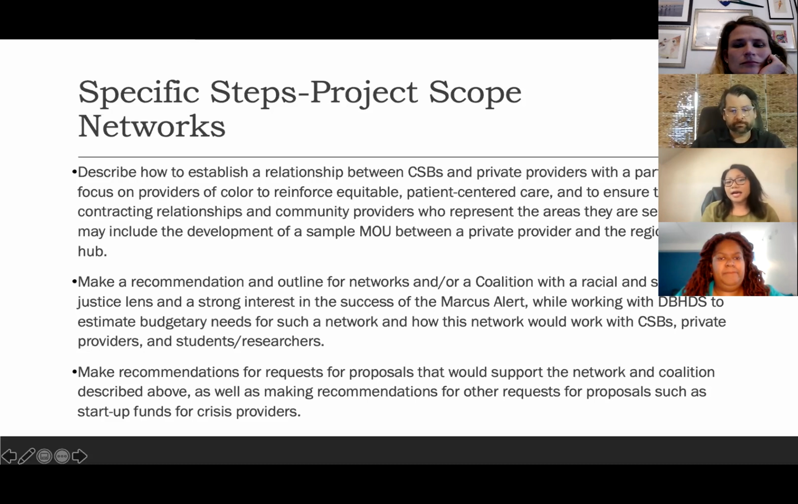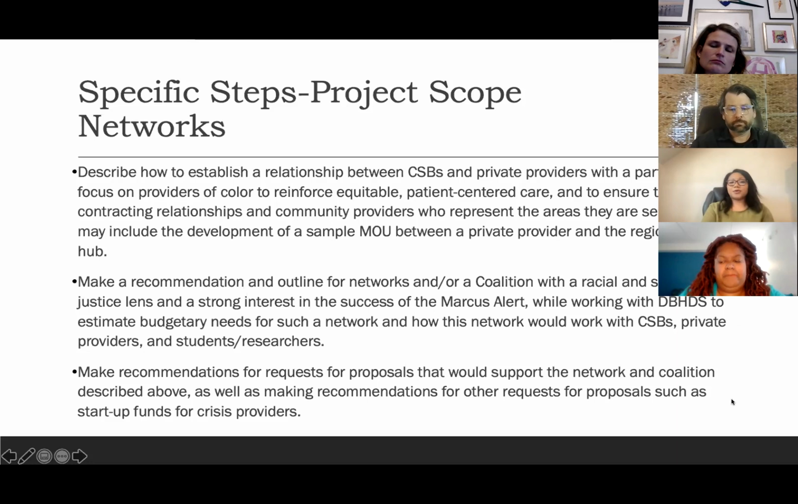Make a recommendation and outline for networks and/or a coalition with racial and social justice lens, and a strong interest in the success of Marcus Alert, while working with DBHDS to estimate budgetary needs for such a network and how this network would work with CSBs, private providers, and student researchers.